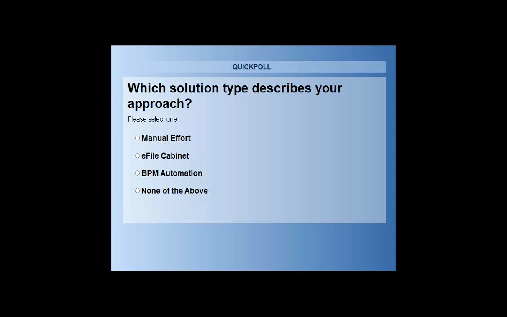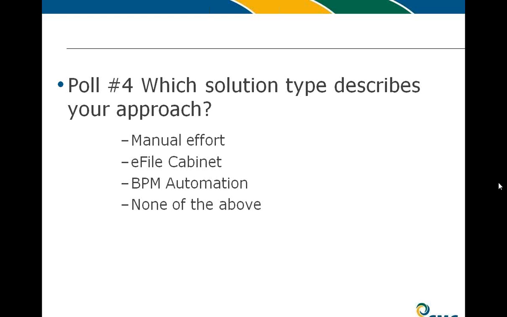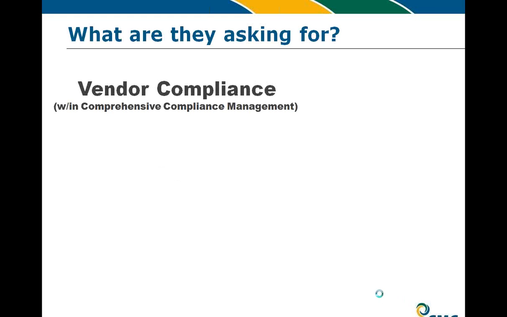Wow, very, very quick. So it looks like we have a small group of people using the business process automation, and about 60% of us have some form of e-file cabinet, and a quarter of us are manual or nothing. Okay, good. I'm going to close the poll. Thank you for that. So we have quite a lot of people doing the e-file thing, which is kind of what I assumed. So what are they really asking us to do?